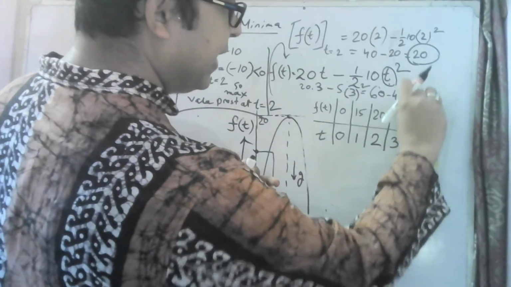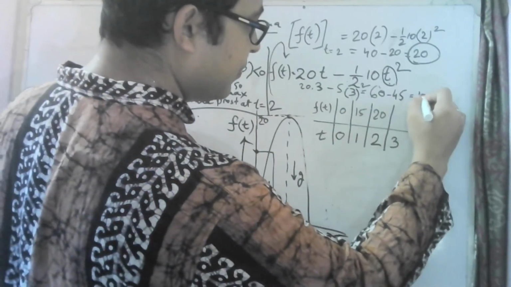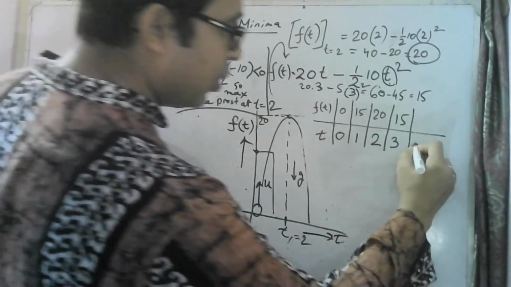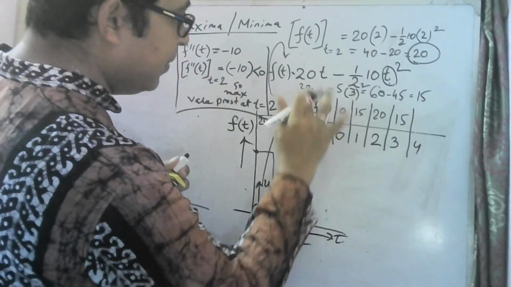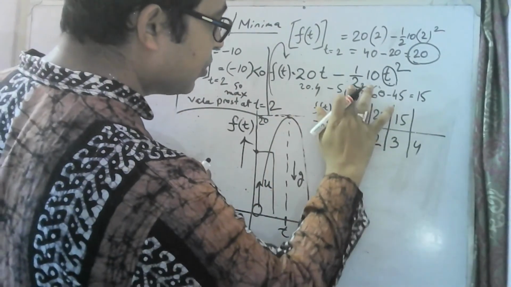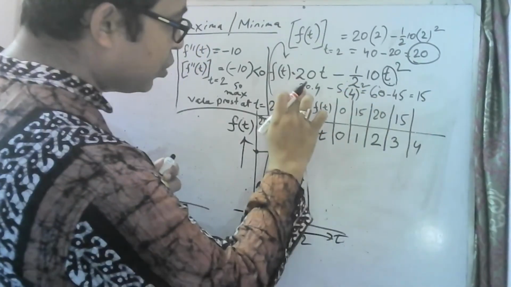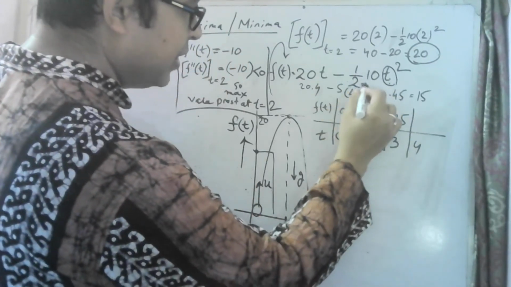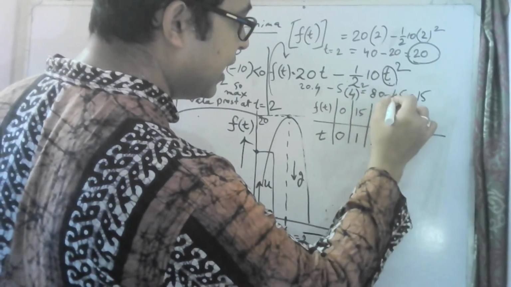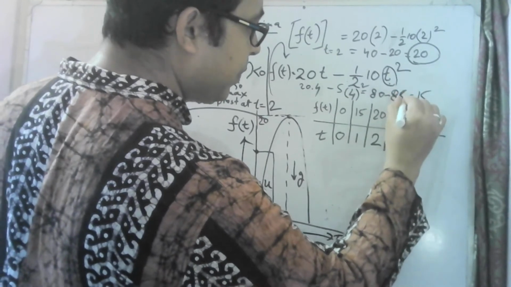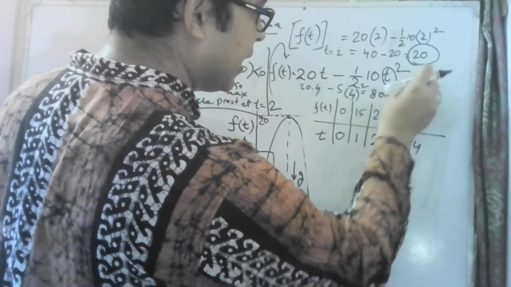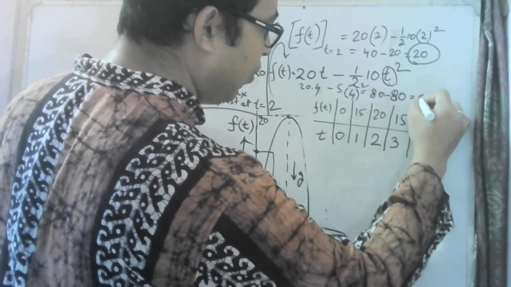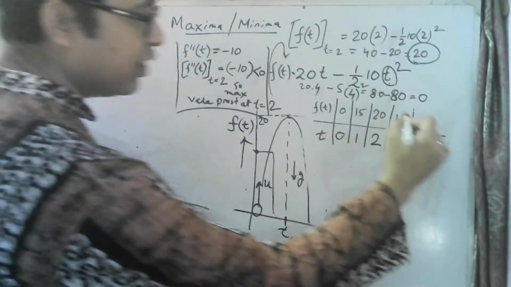So my net f(t) will be how much? 15. So at t also you can find this is 15. So at 4, what will it be? At t = 4, 20 into 4 means 80, and 4 square means 16 into 5, 16 into 5 means again 80. So at time t equal to 4, the value is again 0.